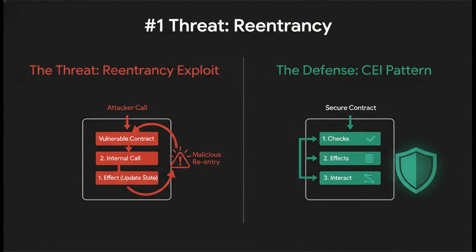The fix, luckily, is a super elegant pattern: checks, effects, interactions, or CEI. It's simple. You always check all the conditions first. Then you make the effect, the state change, on your own books. And only as the very, very last step do you interact with the outside world by sending the funds. It's a simple order of operations that has saved literally billions of dollars.